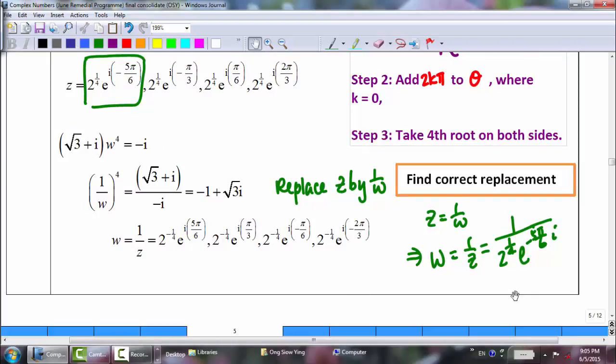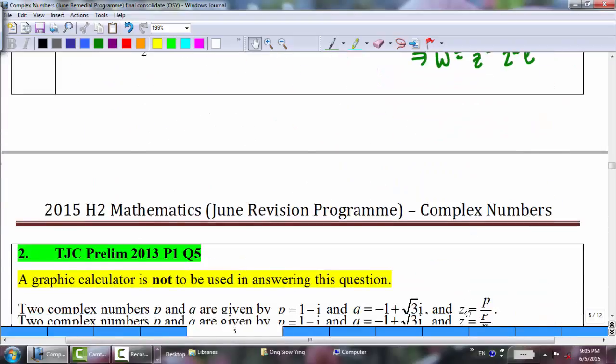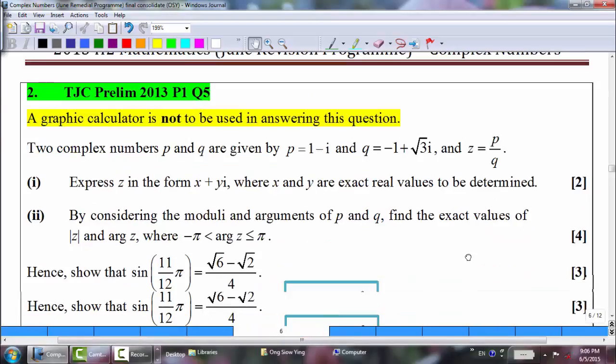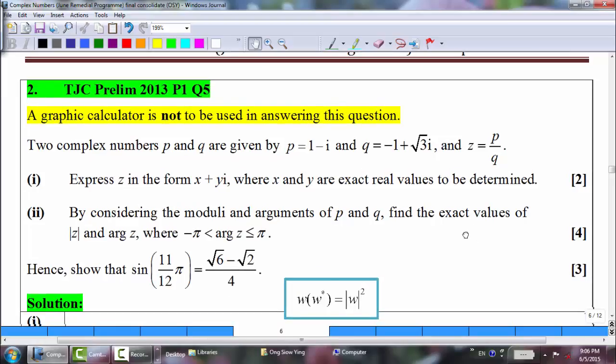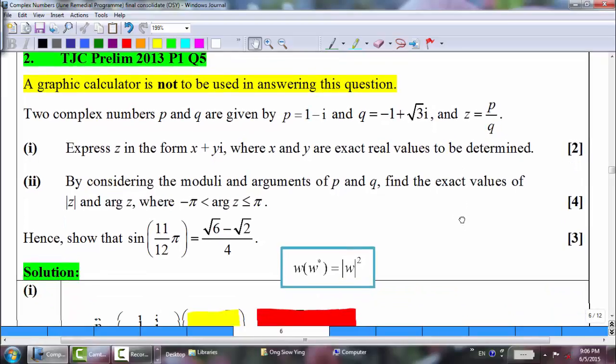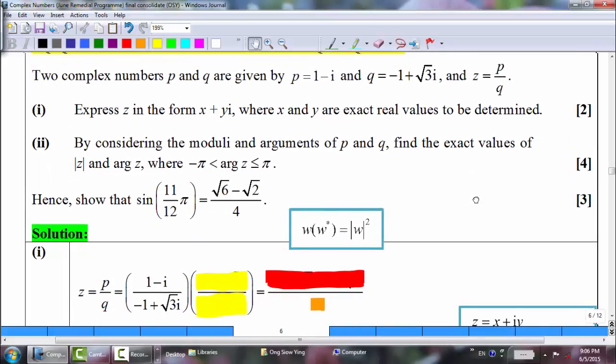Alright, so now we shall go on to question 2. In this question 2, they said a graphing calculator is not to be used. So you can't use a calculator, and you have to show all the necessary working, okay?